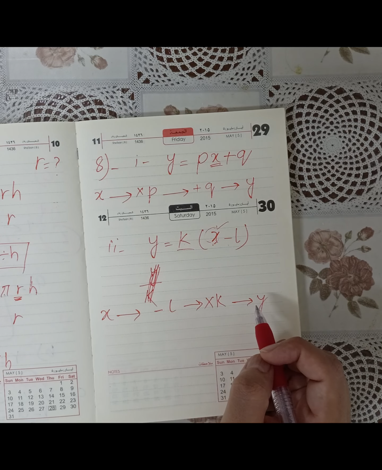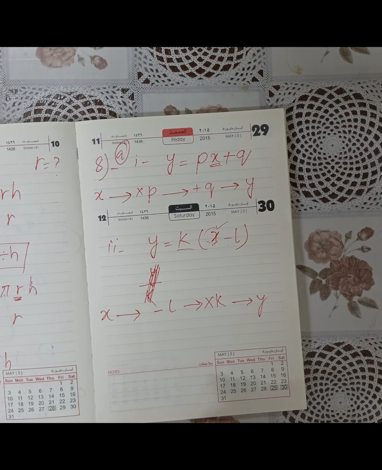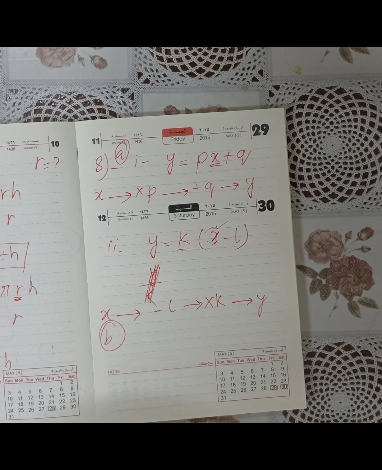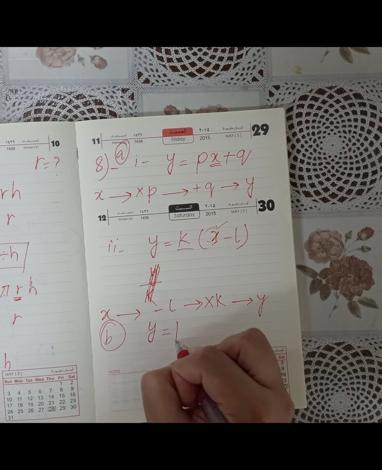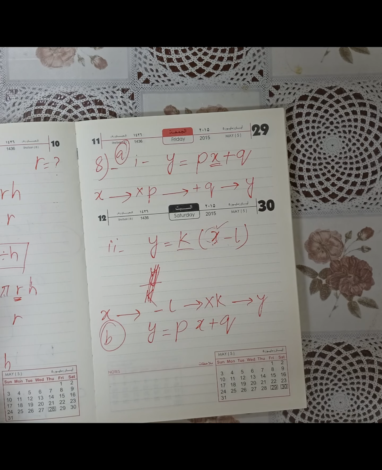Okay, same, and this was part A, and in part B we have to write the reverse machines, or we have to write the formulas. Okay, for example, if I have y equals to px plus q, how can I find x from here?